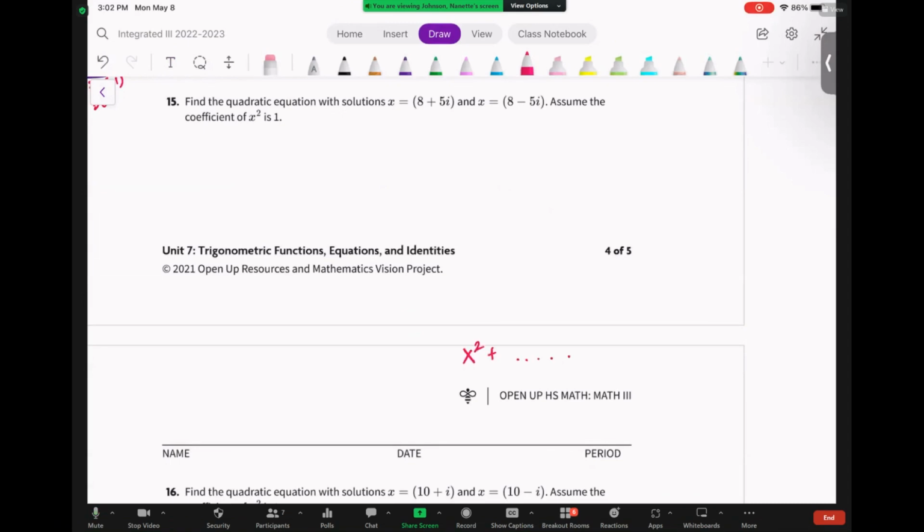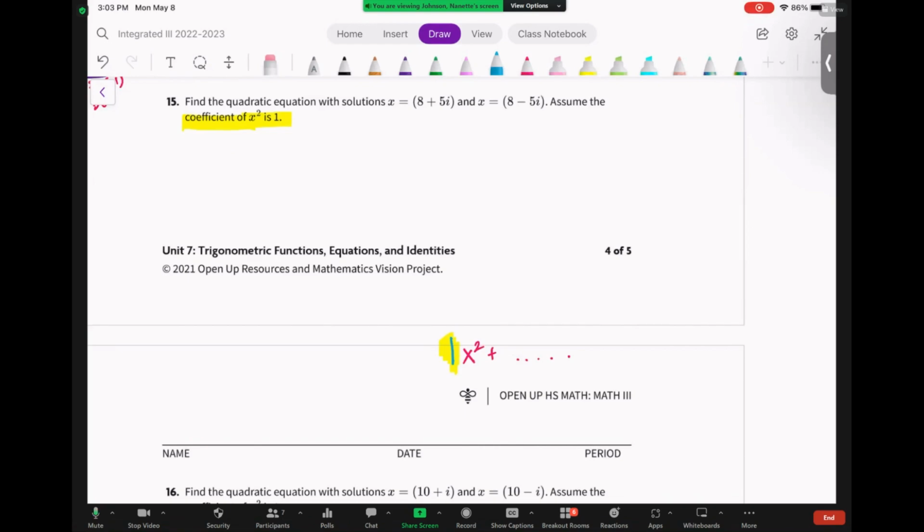And then this x squared, the coefficient of x squared is 1, is the one that's invisible sitting right here that I'll make visible. It's a 1. So what they're asking me is to find the rest of the quadratic. Okay, so just a couple of ideas here.